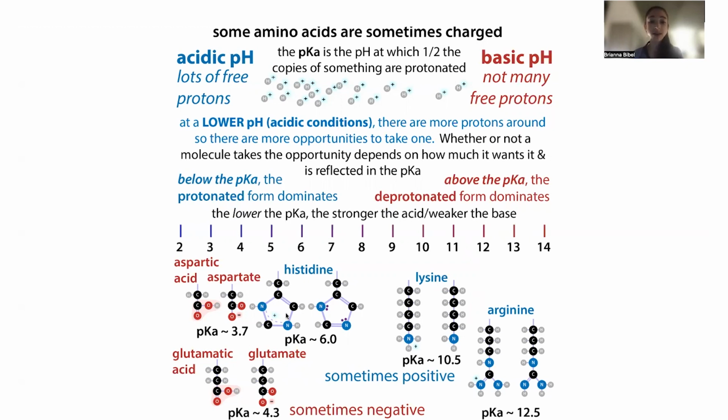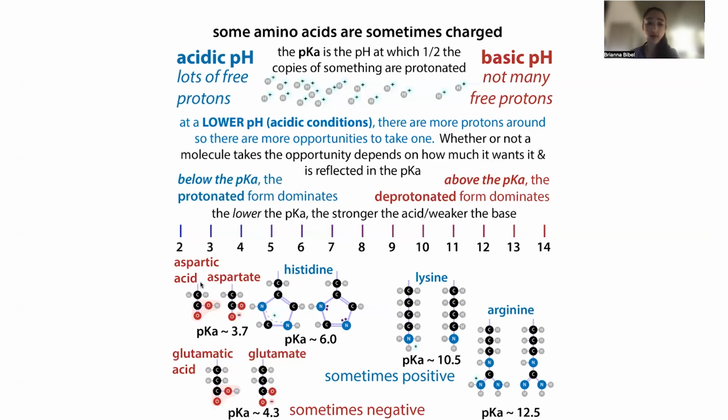And the tipping point between being protonated or not protonated is going to depend on the properties of the different acids or bases and how much they want that proton. If something doesn't want a proton that much, you're going to have to get to really, really high proton levels, so really low pH, in order for it to get protonated. And this is what we see with aspartic acid and glutamic acid.